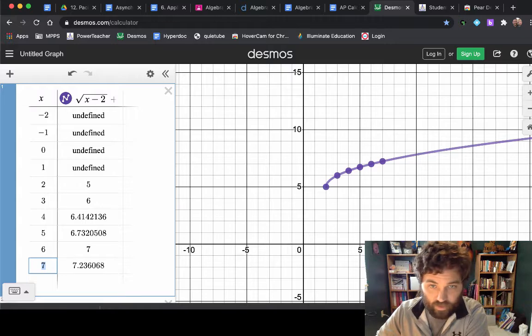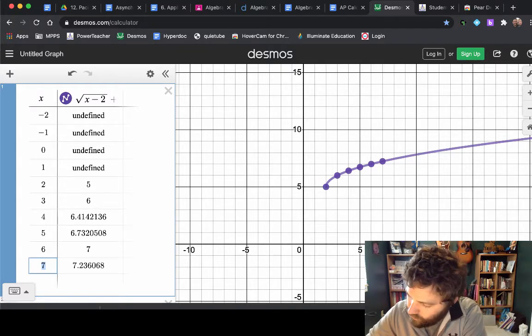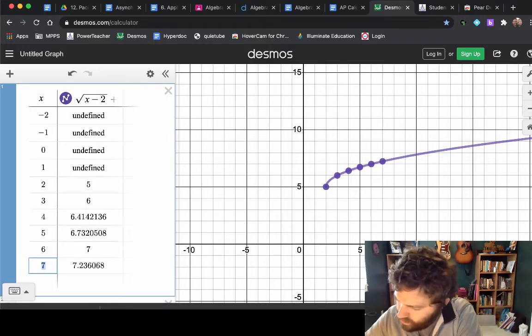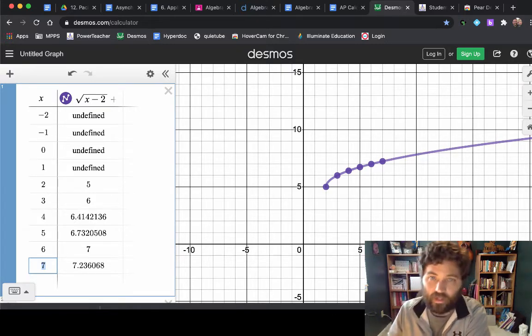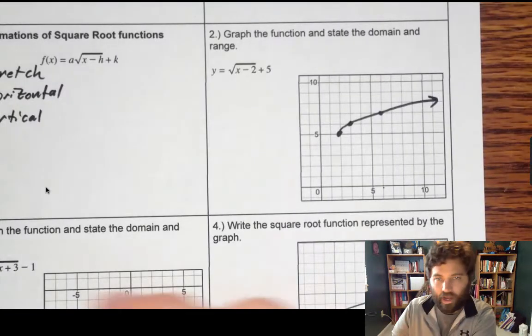So the first point is (2, 5), so that's here. (3, 6), and then we've got (6, 7), so 6, and then up to 7. And then you can just sketch that graph through. I've found that when I'm graphing these, I usually need about 3 points to get a decent picture of the graph. Okay.